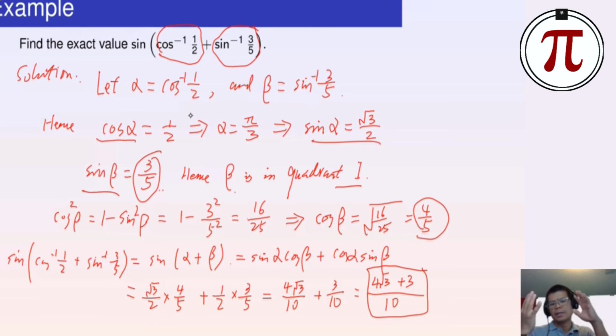And the restricted region is from negative pi over two to pi over two. So it must be in the first quadrant. And then you can find the cosine of beta, right? And similarly for alpha, if it is a special angle, then everything becomes easy. Cosine alpha is 1/2, so alpha is pi over three, so we can get the sine. That's pretty easy. Otherwise, go ahead.